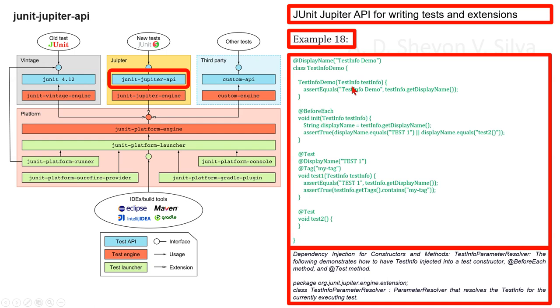Class TestInfoParameterResolver in package org.junit.jupiter.engine.extension. The parameter resolver that resolves the TestInfo for the currently executing test. TestInfoParameterResolver: if a constructor or method parameter is of type TestInfo, the TestInfoParameterResolver will supply an instance of TestInfo corresponding to the current container or test.